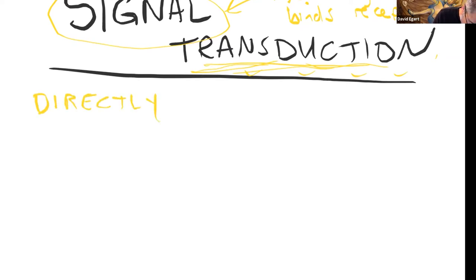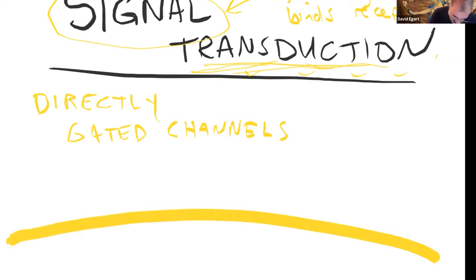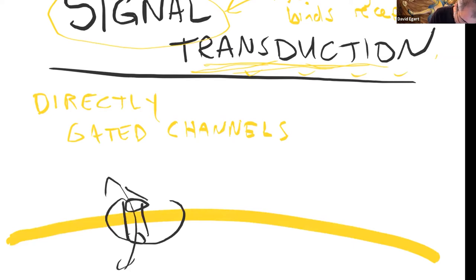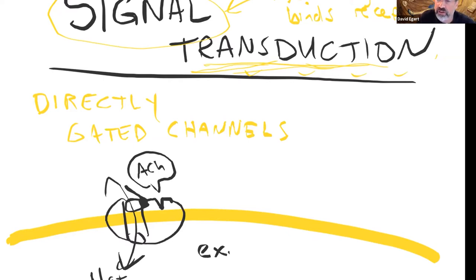We can have directly gated channels. If this is a cell membrane, the example that we're going to see in much more detail later, after your first exam, when we go deeper into different types of receptors for different kinds of neurotransmitters, is, again, nicotinic cholinergic receptors.